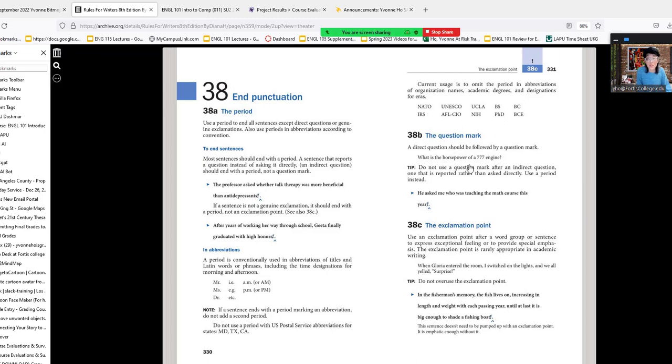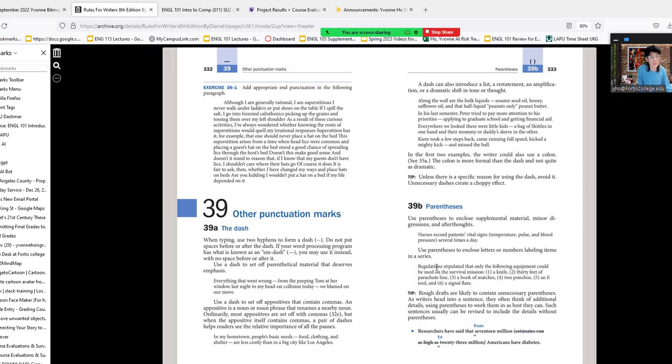Always use a question mark after a question. Use an exclamation point when you get excited about something. Oh my! Wow, what a beautiful dress you have on! So when you're surprised and have some kind of emotion, that's when we use an exclamation point.